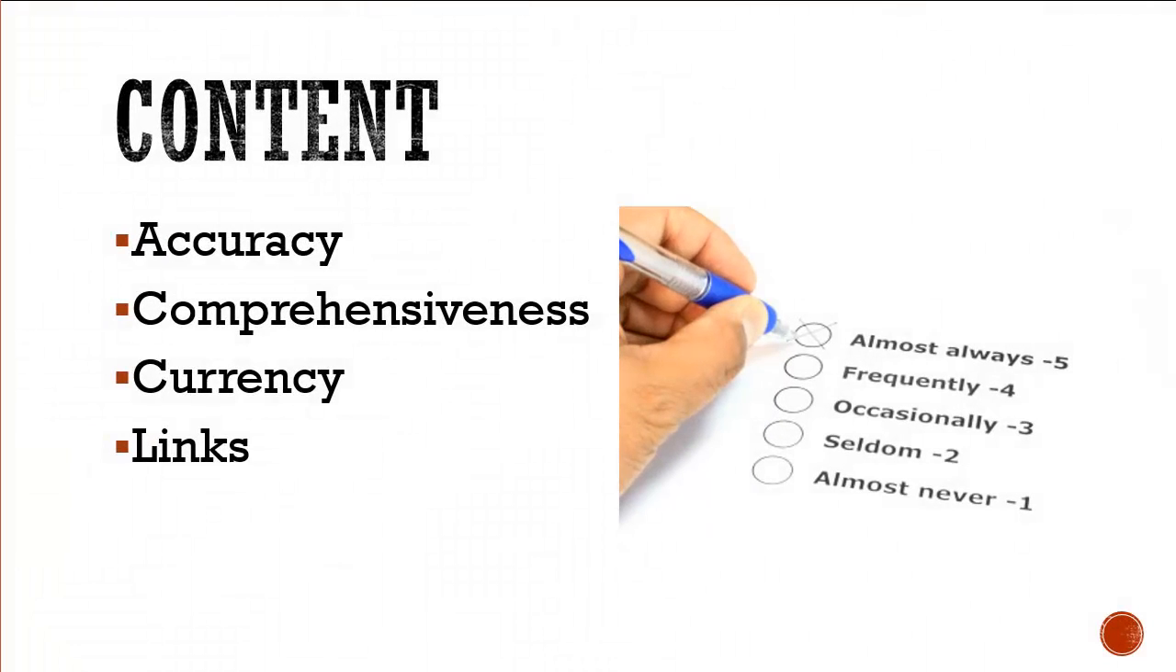Next, we're looking at content. And when we look at the content, we want to check for accuracy, comprehensiveness, currency, and links. And of course, with accuracy, we want to make sure that the information presented is true, if it's factual. Websites are rarely refereed or reviewed. They're not like scholarly journals and books, which we will learn to use as well. And that's why we try to avoid using too many web sources. But we do have to evaluate them.